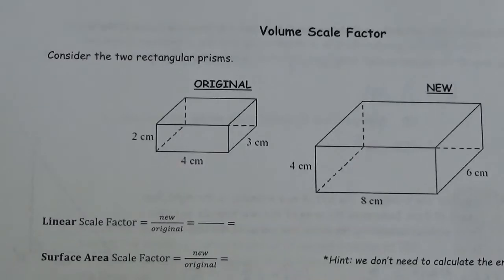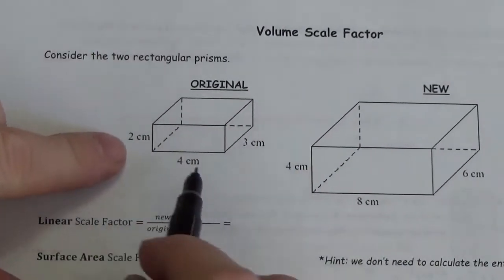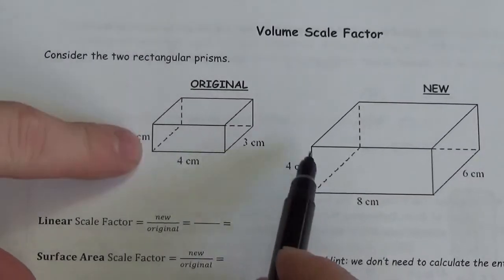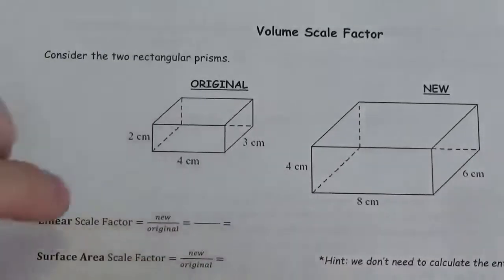Now in this next section, we want to take a quick look at the volume scale factor. We're going to do that by comparing these two rectangles here. So really quickly, we've got the dimensions here. This is the height, this is the length, this is the width. So we're just going to pick a dimension here.